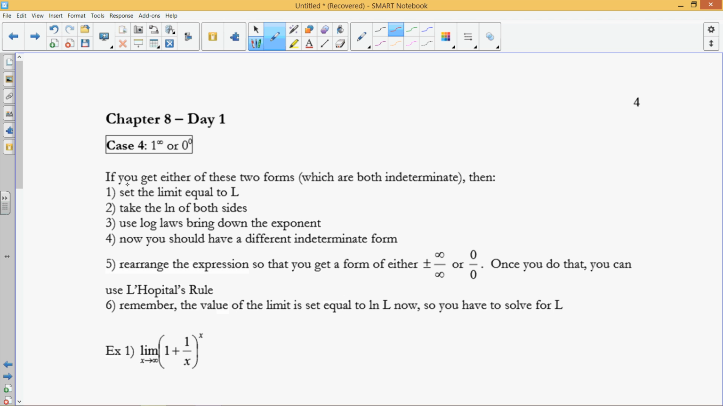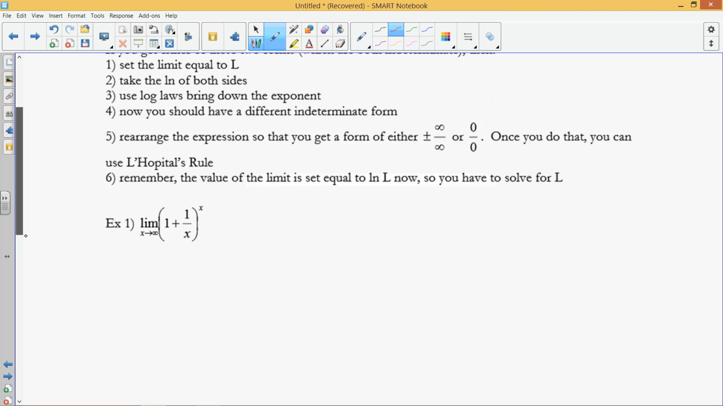We don't know. So if you get either of these two indeterminate forms, what we need to do is basically take it away from being exponential and make it a fraction. What we do to do that is we set the limit equal to L, and then we take the ln of both sides. Because if I can take the ln of both sides, I can bring down the exponent using log laws. Then you have a different indeterminate form. You rearrange it to get a fraction. Then you get to do L'Hopital's rule. And then at the very end, the value of the limit is set equal to ln L. So then you have to solve for L. So none of that's going to make sense till we do an example here.